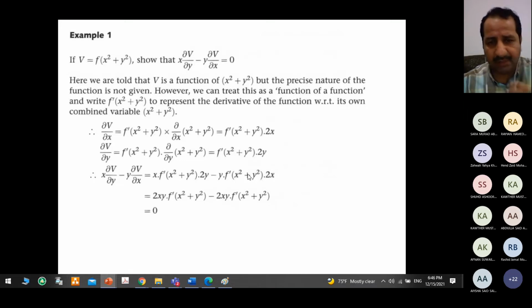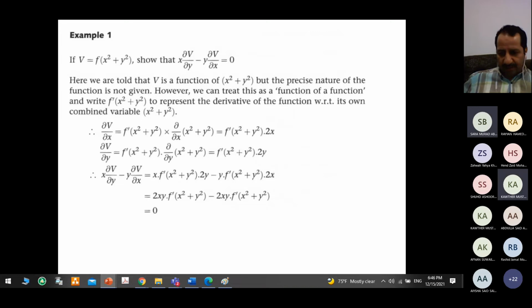Now let's simplify. This is x multiplied by 2y times f dash of x squared plus y squared. This is y multiplied by 2x, times the same f dash. So it's the same thing minus itself. It gives 0. We prove it: left hand side equals right hand side. Clear? Yes, doctor.